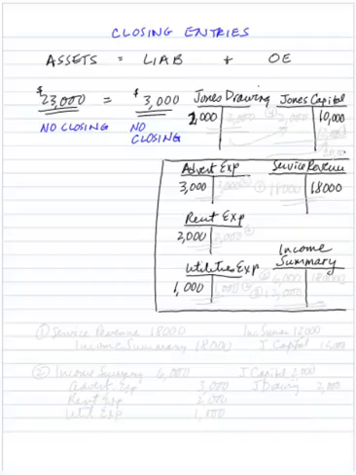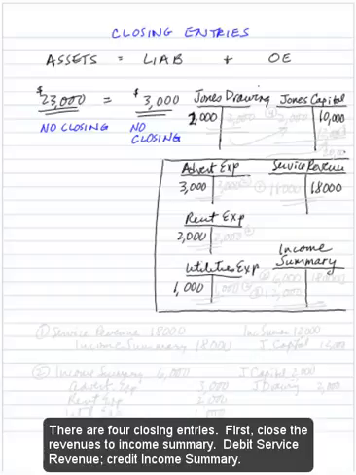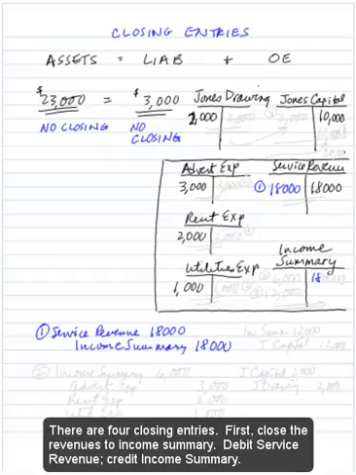There are four journal entries that we make to close the books. And the first of these is to make a debit to service revenue for its balance of $18,000. Credit the income summary account. Income summary is only used during closing. So take a look at what happens here. We make a debit to service revenue. We'll call that transaction 1. Credit income summary, transaction 1.